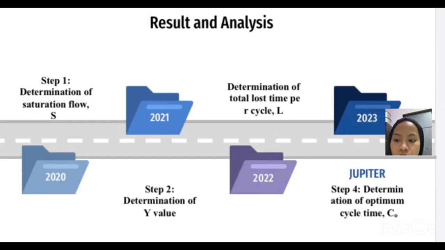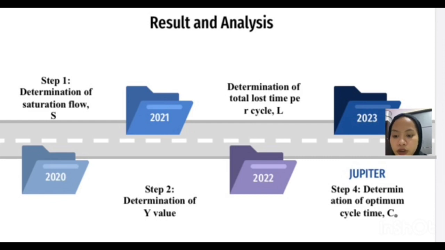For the east, for the adjusted SE, I got 1484 PCU per hour, and then for the west, for the SW, we got 1448 PCU. Next, for the north, for the adjusted SN, we got 1504, and for the south, for the adjusted SS, we got 1590. Then we move to the next step, which is determination of Y value.